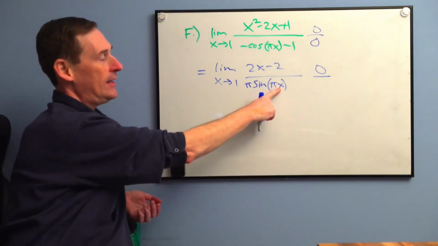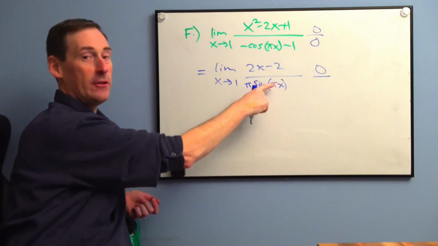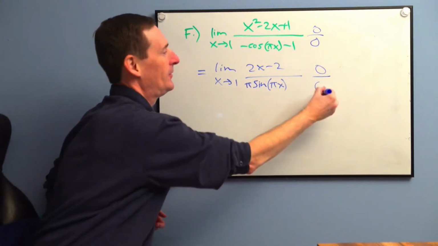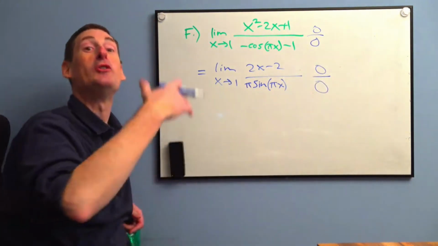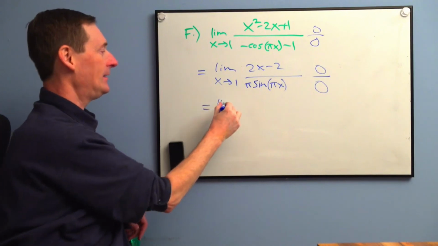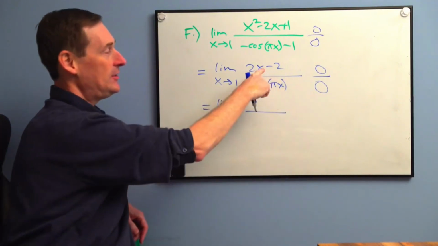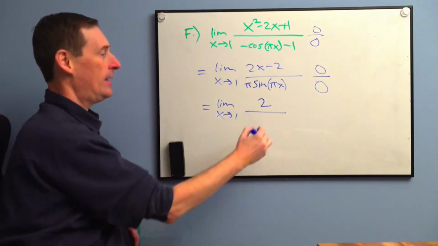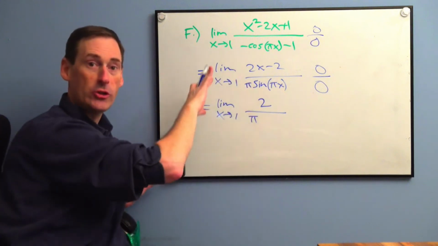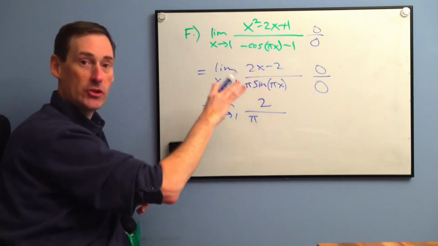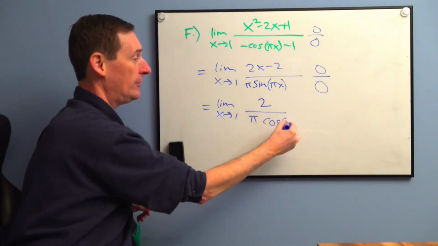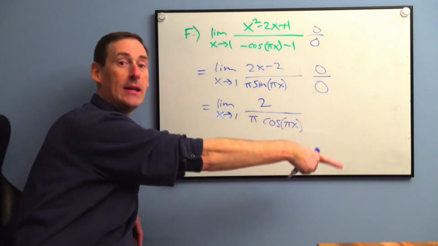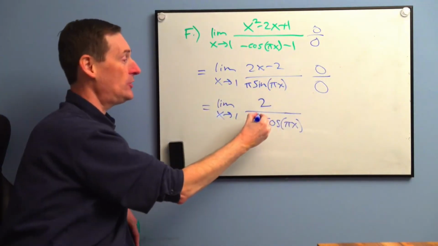Take a 1, plug it in. 1 times pi is pi. Sine of pi, x-intercept. 0 times pi. Still indeterminate. Let's try another L'Hôpital's. Limit as x approaches 1 of the derivative of the top, which is just 2. We've escaped. Derivative of the bottom, pi stays. Coefficients always stay. Derivative of sine is cosine of pi x times the chain rule, which is another pi, times the pi in front, which is pi squared.